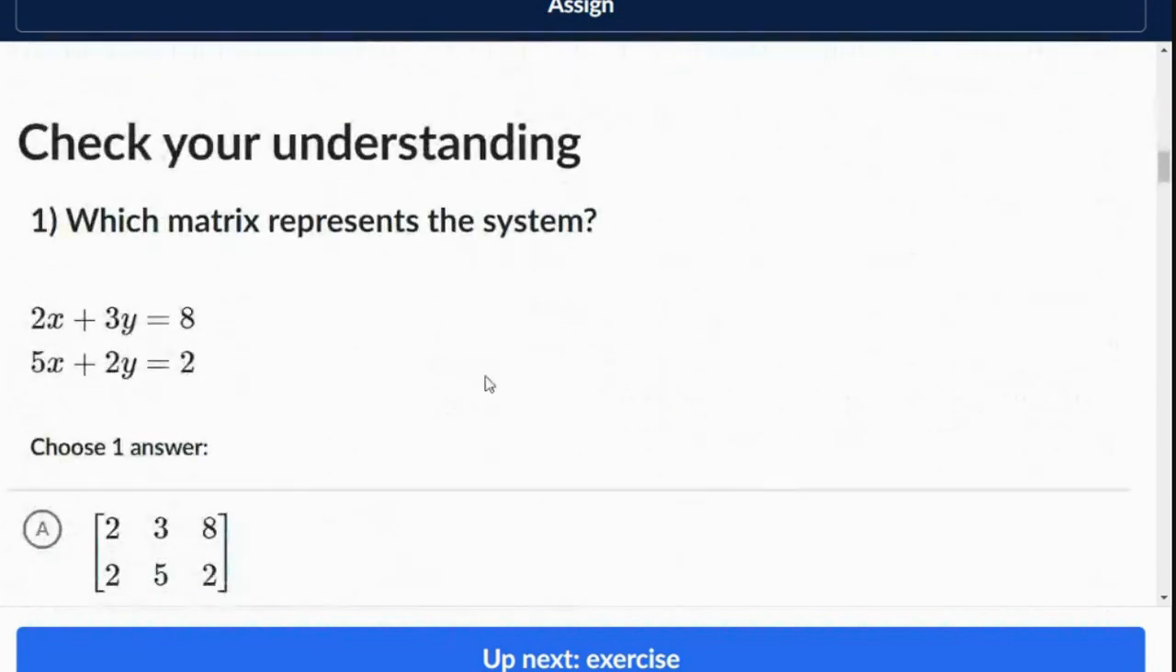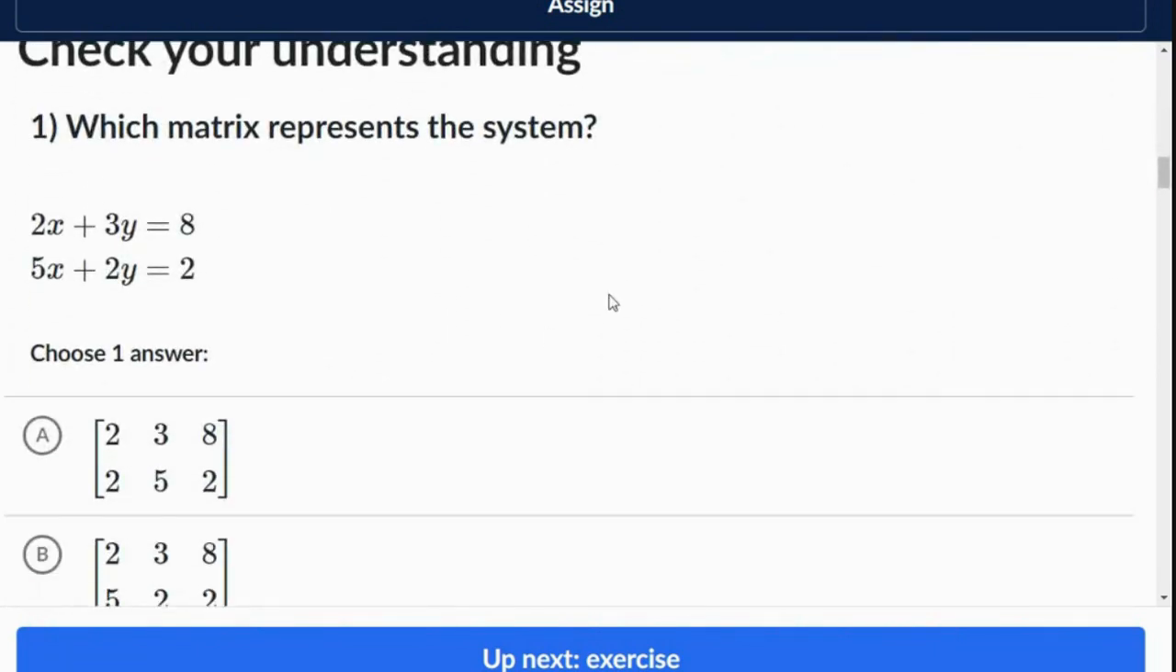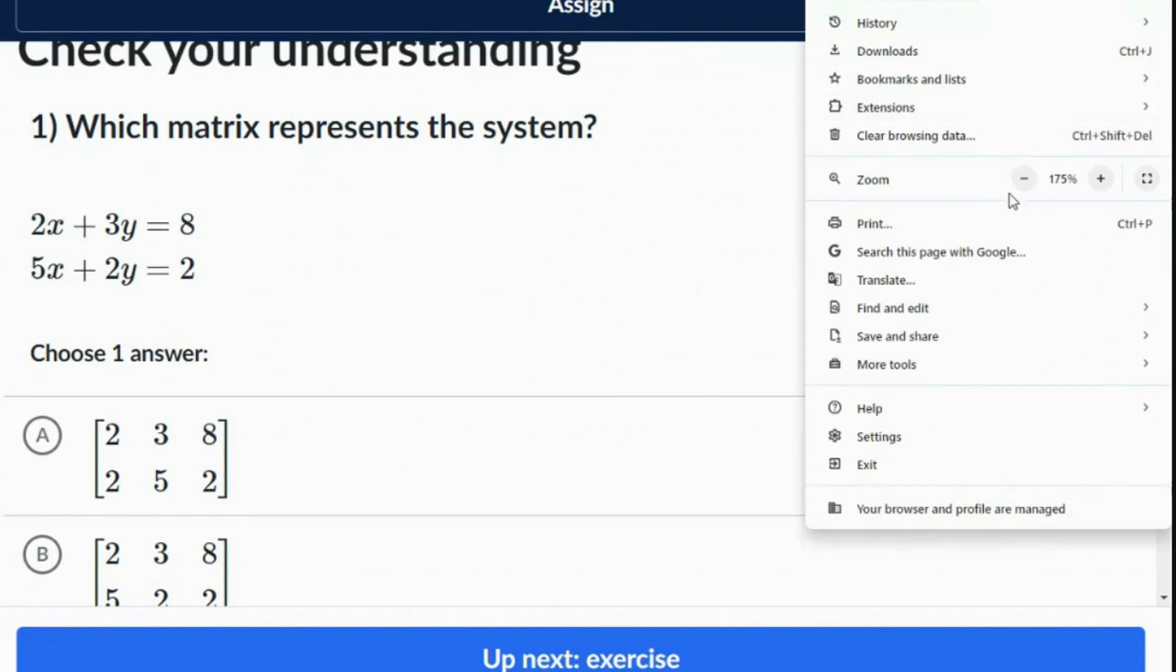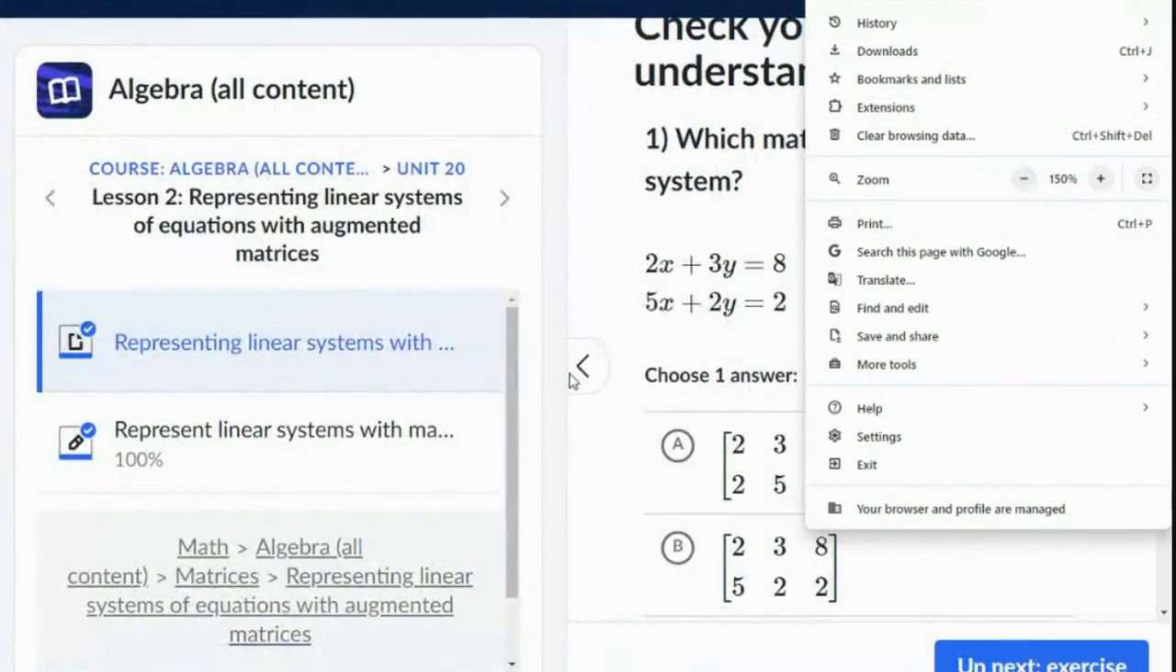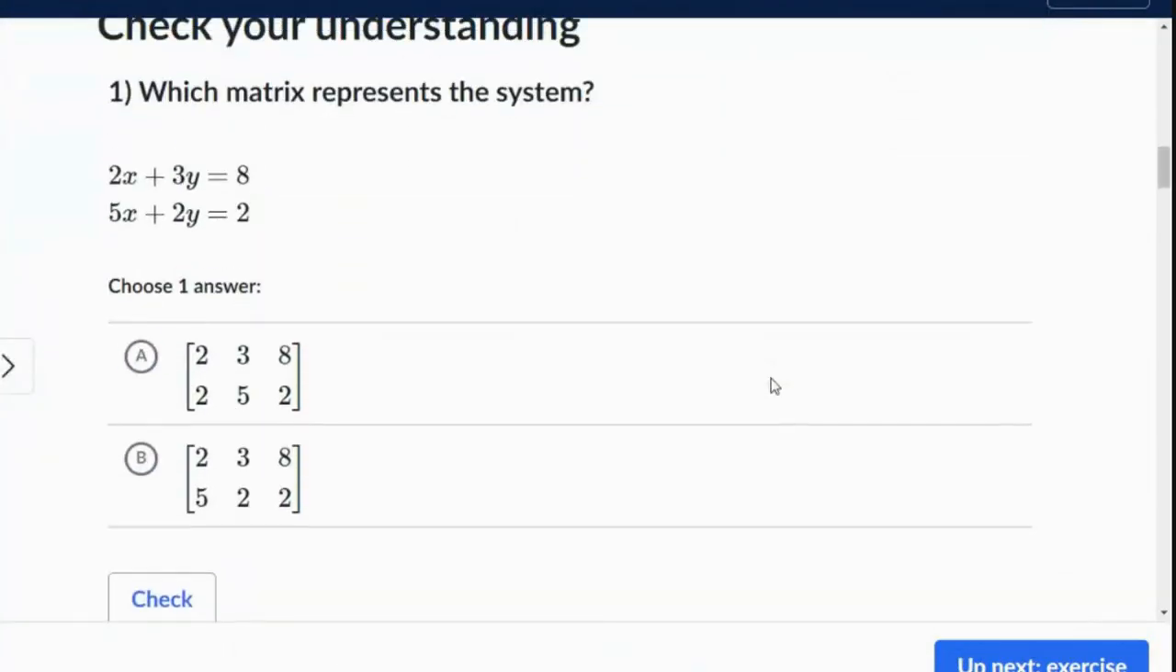All right, so check your understanding. Which matrix represents the system? Let me make this a little smaller again so we can see more of it at the same time. There's just 2 choices. If we have 2x plus 3y equals 8 and 5x plus 2y equals 2, does A represent that or does B represent that? Oh, you guys are saying B. I see a couple of people on it. Anyone agree with that?